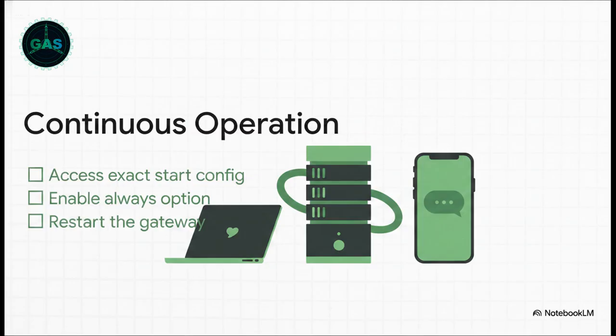You do this by going into the exact start configuration file on your server, finding the always option, flipping it on, and restarting the gateway. Once that status says active, your AI is officially running continuously in the background. You can shut your computer down completely, open Telegram on your phone, and your AI is right there waiting for your commands.